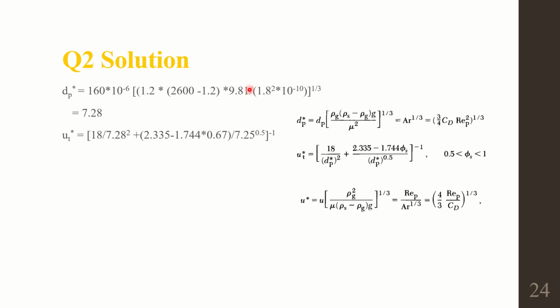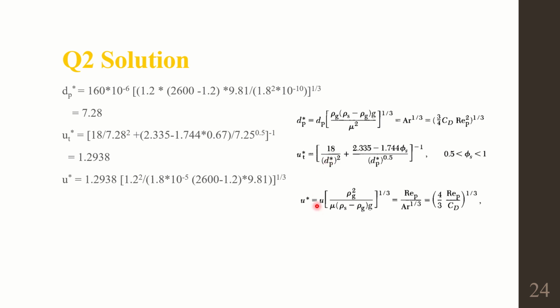Next we find ut star, which is nothing but the inverse of 18 by dp star square plus 2.335 minus 1.7445 phi s by dp star power 0.5, the whole power of minus 1. This is applicable when phi s is between 0.5 and 1. So we have phi s as 0.67, and this formula is applicable. We calculate ut star using this and get the value as 1.2938.